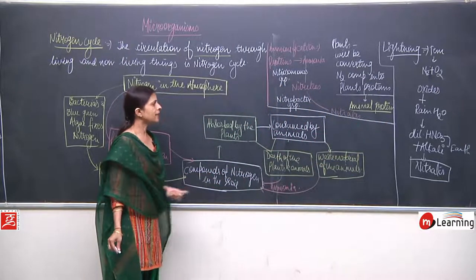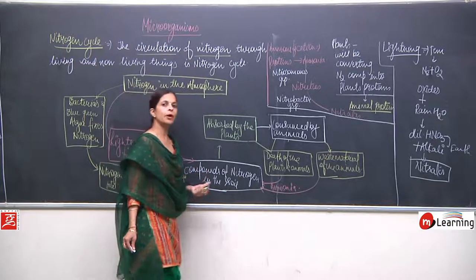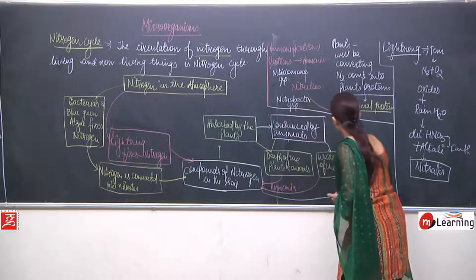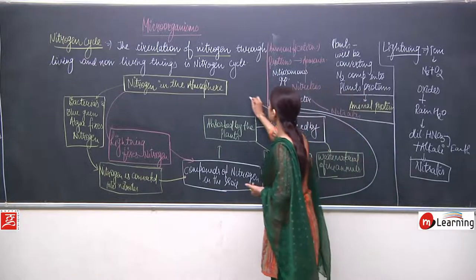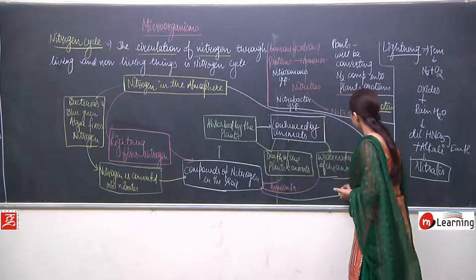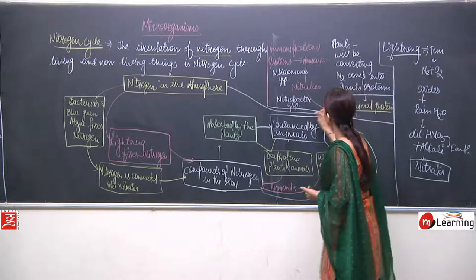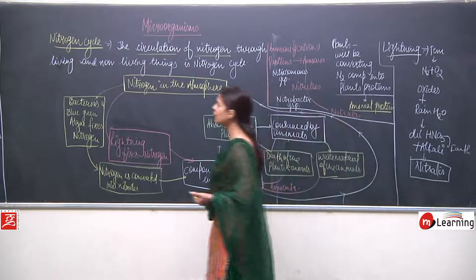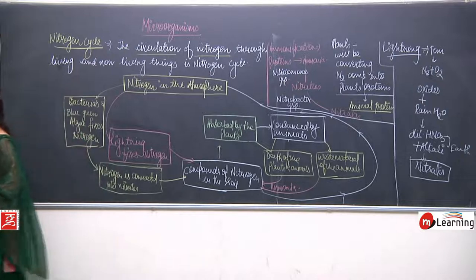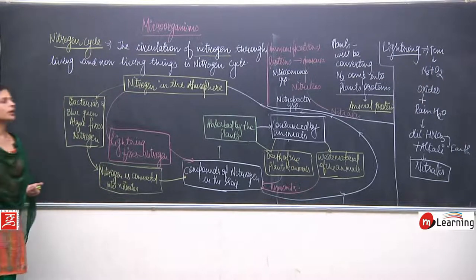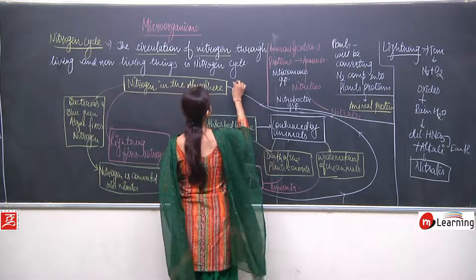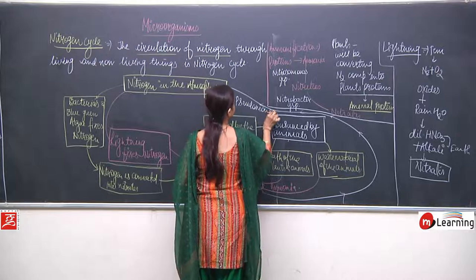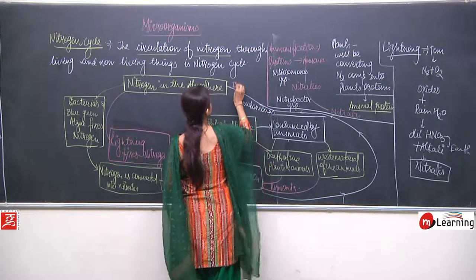Now, whatever nitrates or whatever compounds are there, directly also, what happens? There are certain bacteria which convert the compounds into atmospheric nitrogen. Please pay attention over here. These nitrogen compounds get converted directly into nitrogen. The free nitrogen comes. And how is this happening? It is done by Pseudomonas. And this process is known as denitrification.